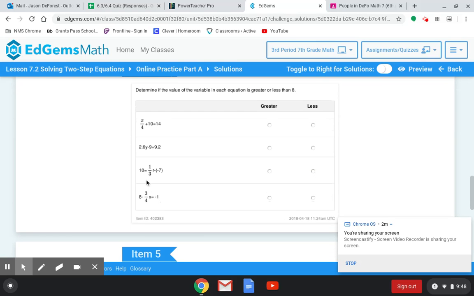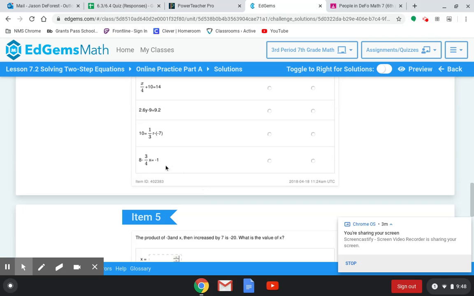Over here, you got 10 equals 1/3 r minus negative 7. Remember, when you're subtracting a negative, you're really adding, so this really says 1/3 r plus 7. We add 7 to both sides. That's 17 equals 1/3 r. And multiply both sides by 3, because that's the opposite of timesing by 1/3. And so now you have 17 times 3 is 51. So r equals 51, definitely greater.